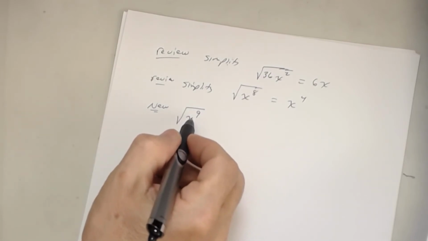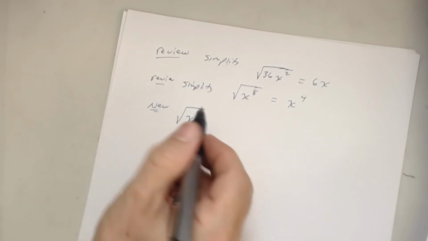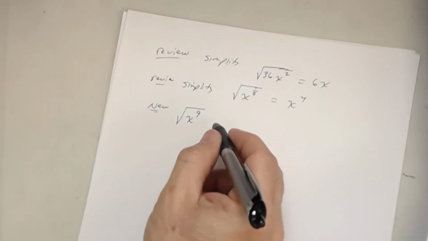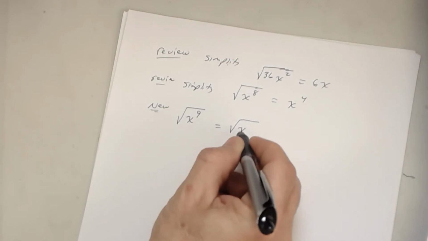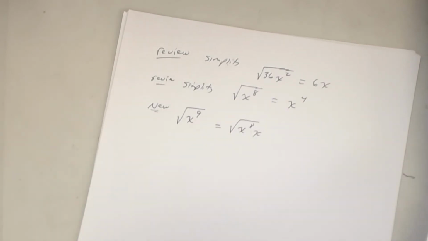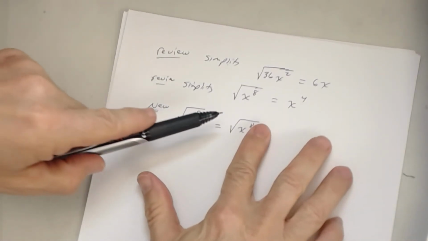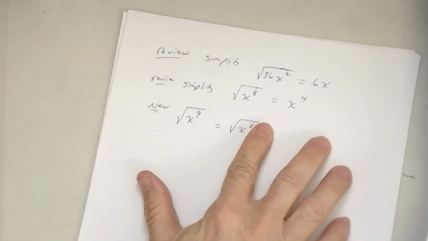8. Right? So do y'all agree I can write this as the square root of x to the 8th times x? Because when you multiply like bases, that's where the product rule comes in again. When you multiply like bases, you do what? Add exponents. Now if I cover this part up, what is the square root of x to the 8th? X to the 4th.